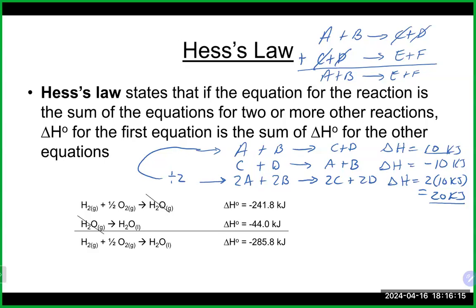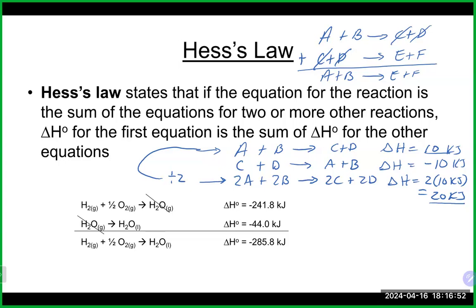So if you have to divide by a common number, you would divide the delta H value by that common number as well. So those are the few different ways that sometimes you can manipulate an equation and the effects on the delta H value. If you reverse it, you change the sign of the delta H. If you multiply by a common number, you also multiply the delta H by the common number. And if you divide by a common number, you divide the delta H by that same common number. When you add a bunch of reactions together, you simply just add up all the delta H values together. Any questions on that there?